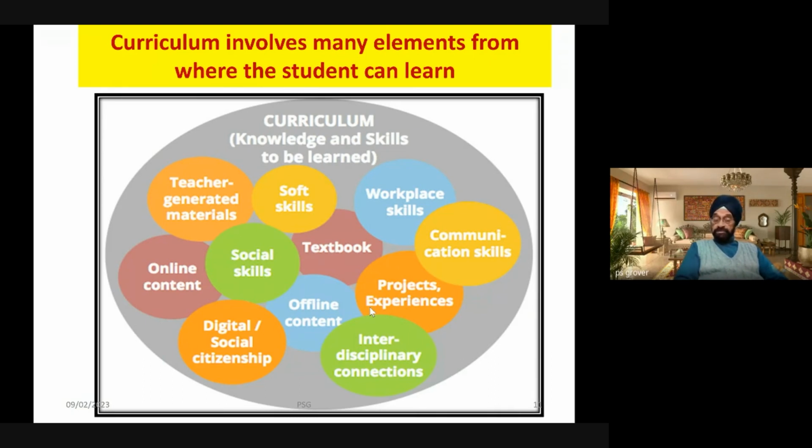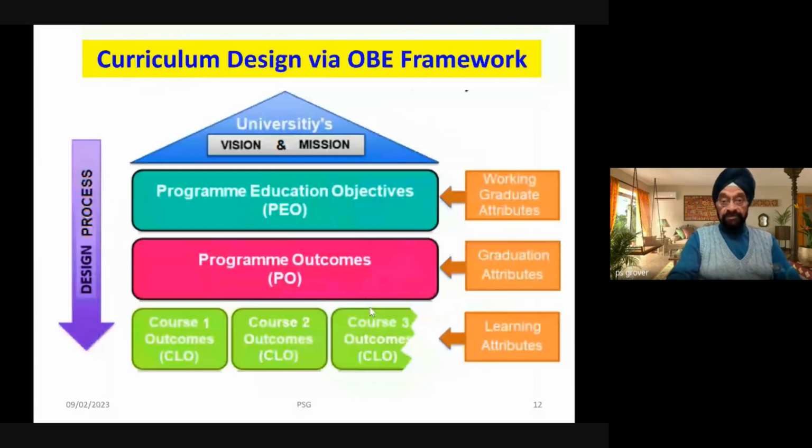Another important issue to keep in mind is that student learning is not only in the classroom itself, as we discussed yesterday. His learning is also self-learning. His learning is also from the environment, from peers, and so on. So this slide tells you how to evolve the curriculum where the student learns. The curriculum should encapsulate workplace skill development, communication skill development, learning from the textbook, social skills, interdisciplinary connections, teacher-generated material, and so on. So please appreciate the extent, the content, and the rigor of the curriculum which needs to be prepared, which needs to take into account the modern ways of learning by the student.